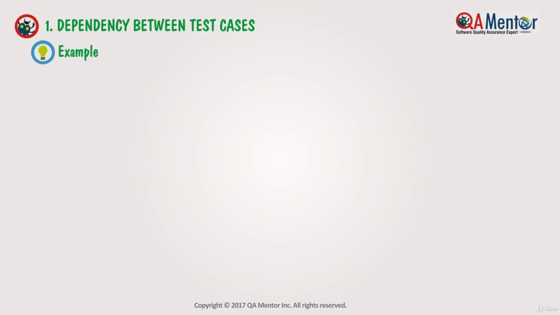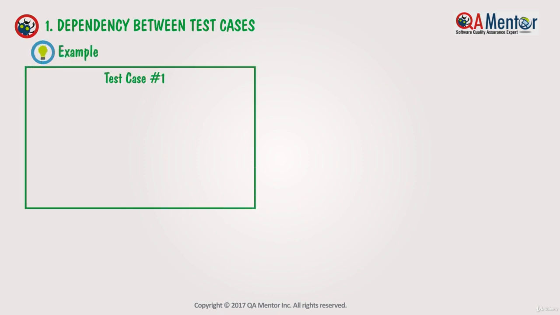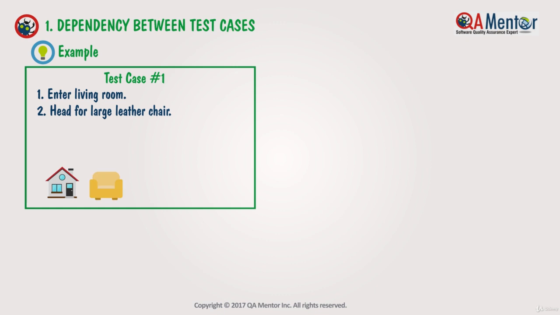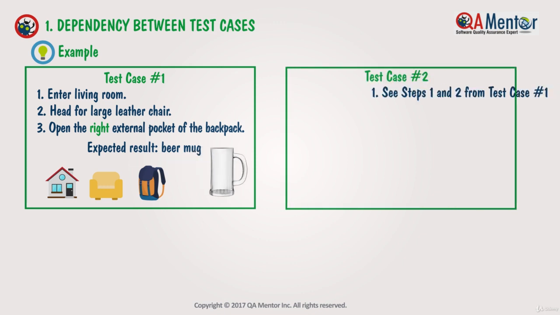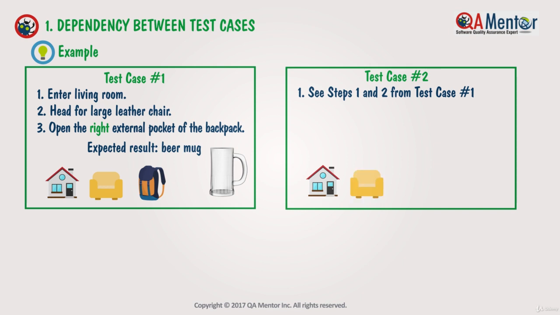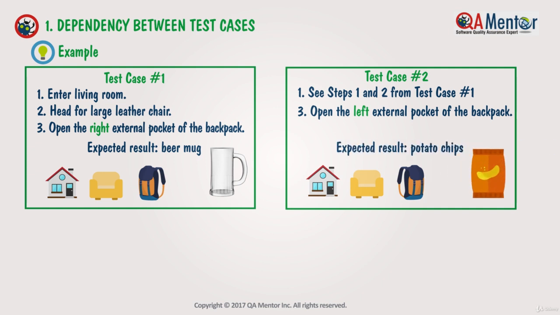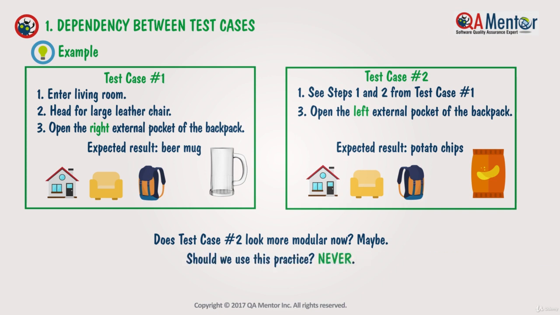Example: Test case 1. The steps. Enter living room. Head for large leather chair. Open right external pocket of backpack. Expected result: beer mug. Test case 2. The steps. See steps 1 and 2 from test case 1. Open left external pocket of backpack. Expected result: potato chips. Does test case 2 look more modular now? Maybe. Should we use this practice?